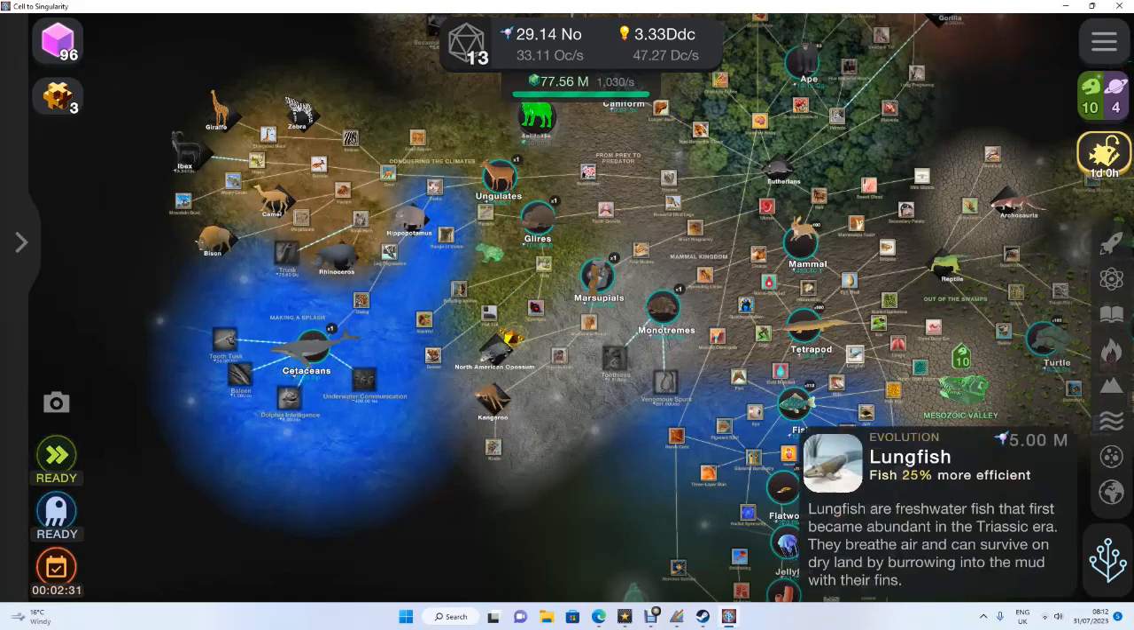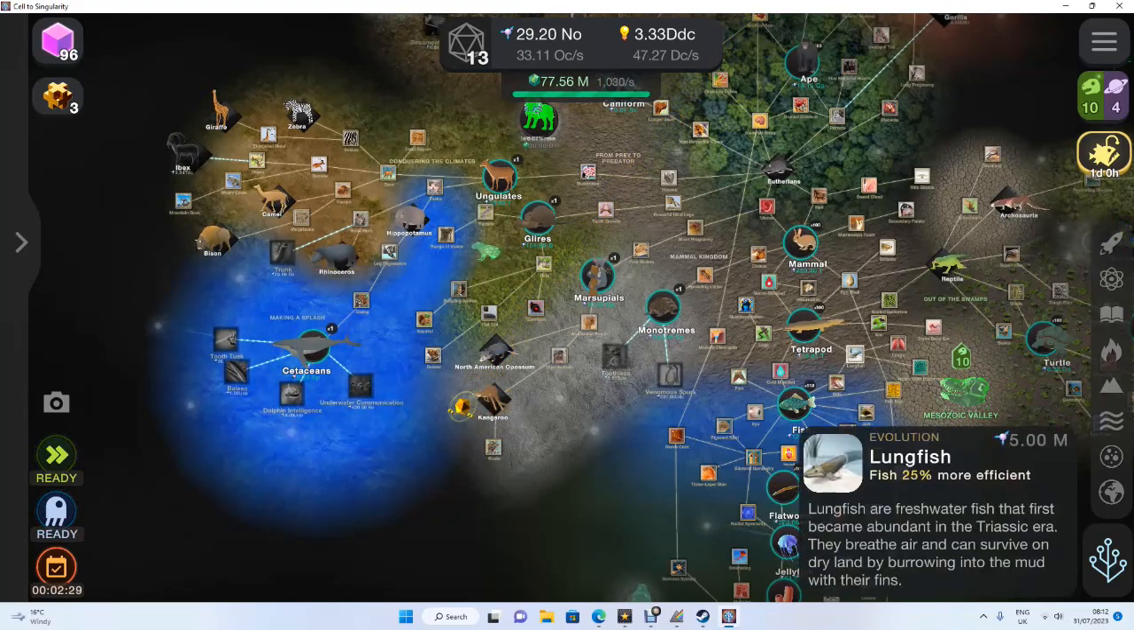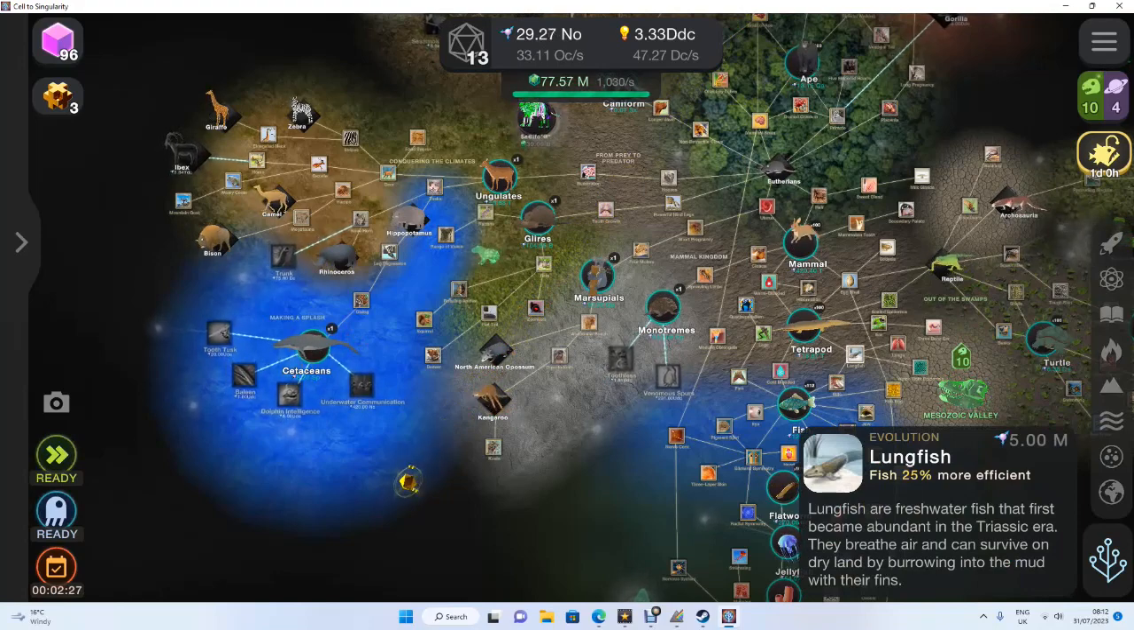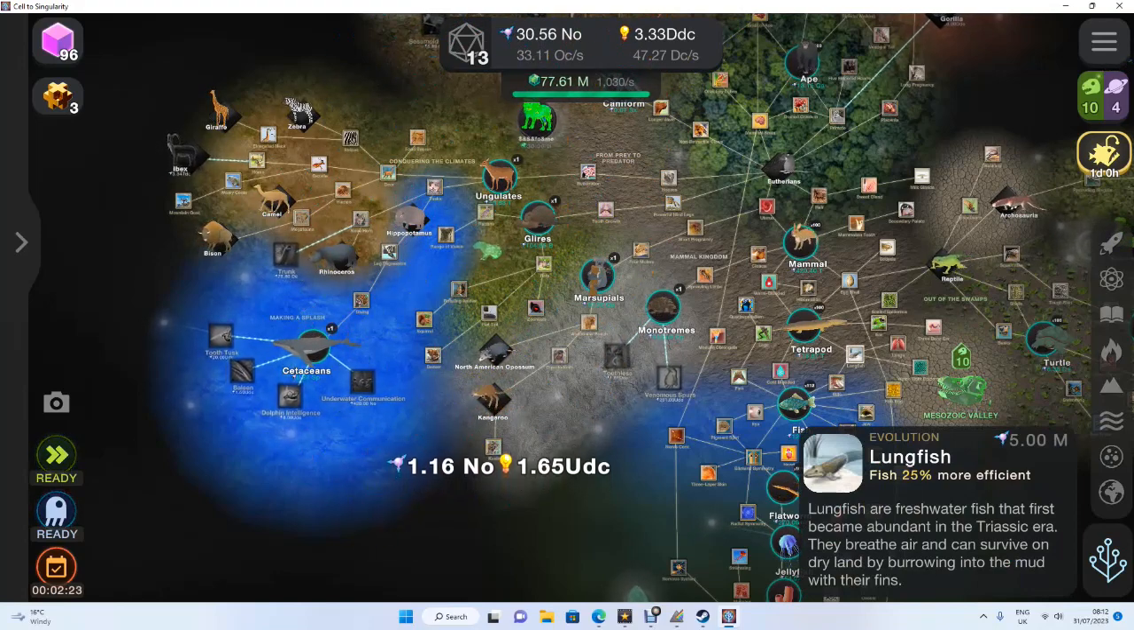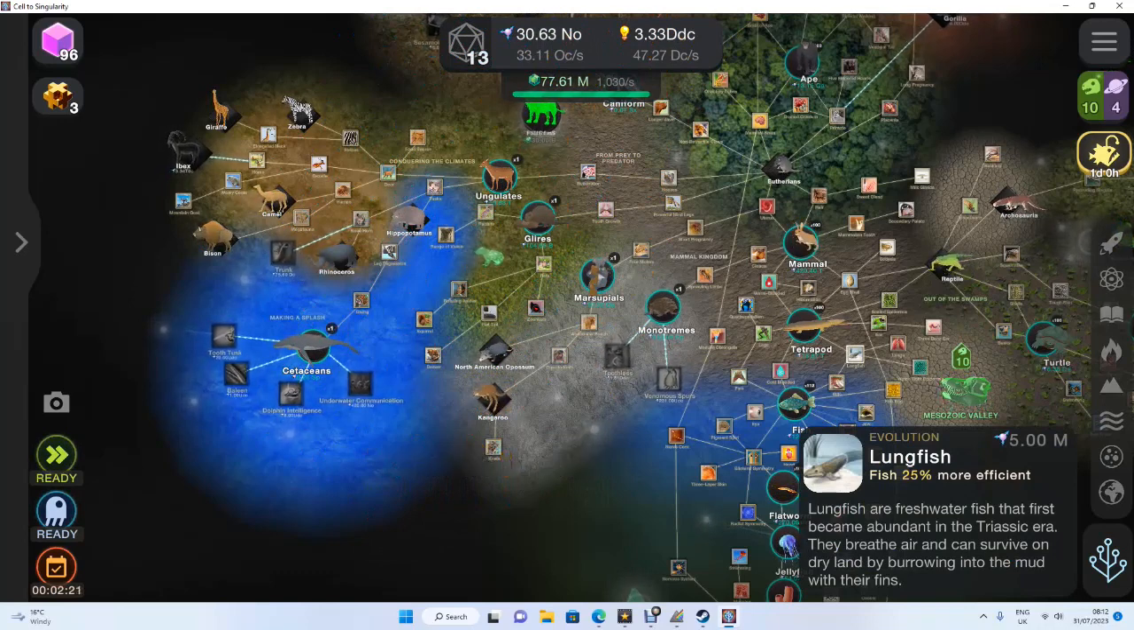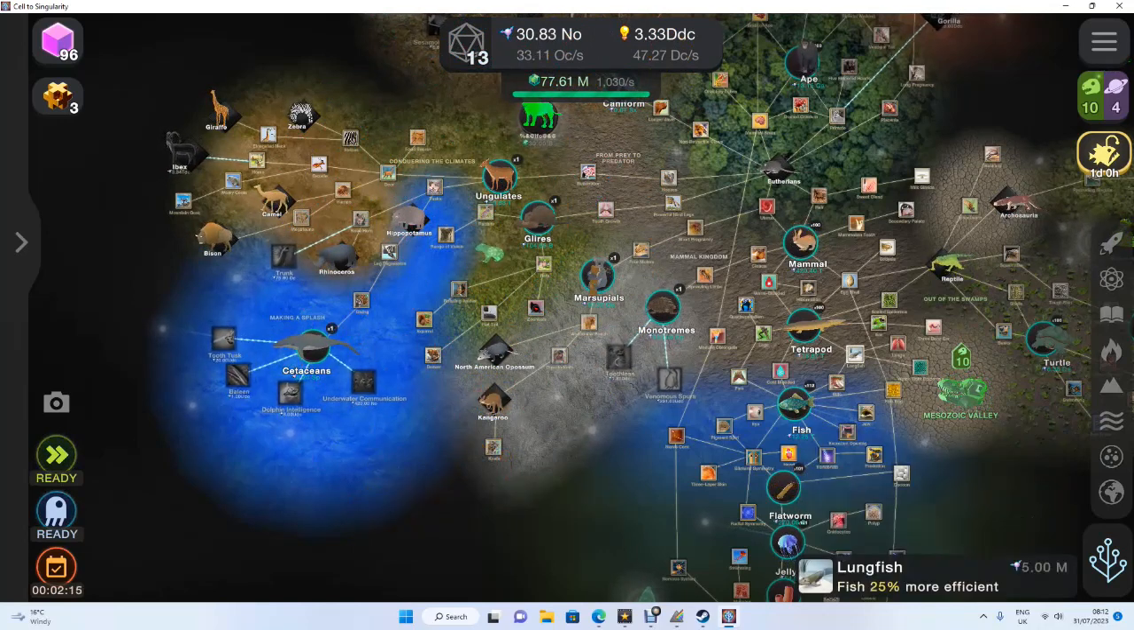Lungfish. Lungfish are freshwater fish that first became abundant in the Triassic era. They breathe air and can survive on dry land by burrowing into the mud with their fins. Okay.